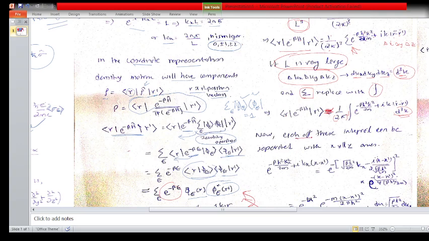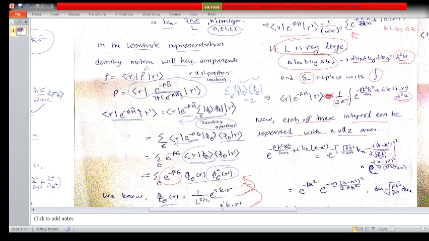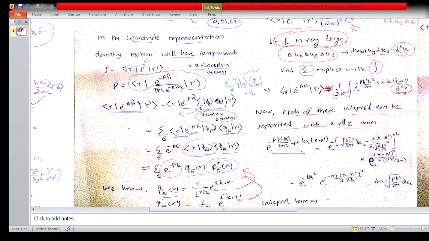So now each of these integrals can be separated into x, y, z. We are just considering d cube k, so instead of considering all of it in a single term, we can separate it in terms of x, y, z coordinates. For x, I can write this expression as e raised to minus beta h cross square kx square by 2m plus i kx into x minus x dash. Similarly, e raised to minus beta h cross square ky square by 2m plus i ky into y minus y dash, and so on for z also.